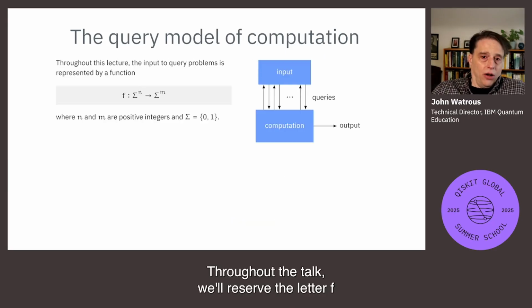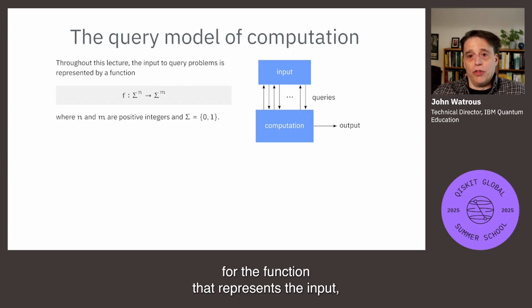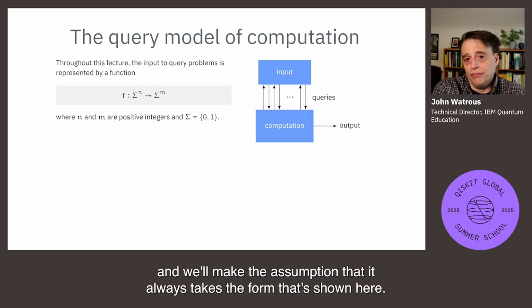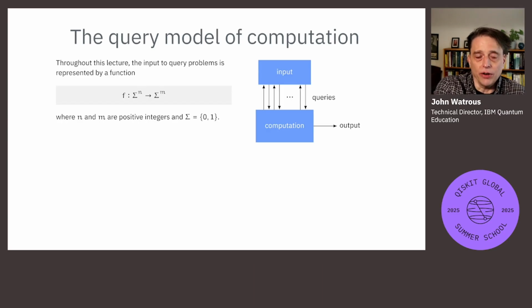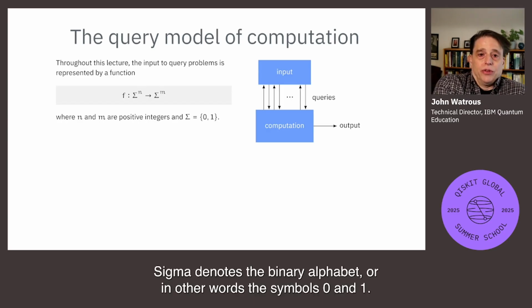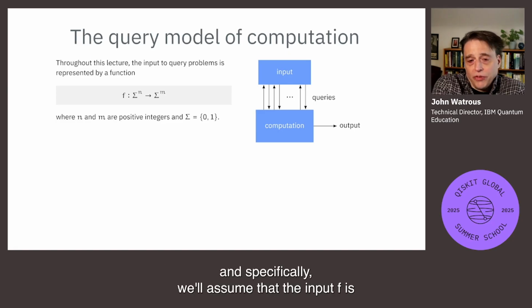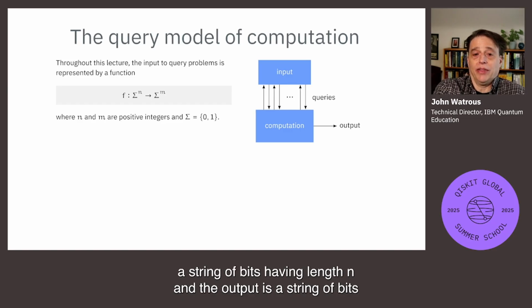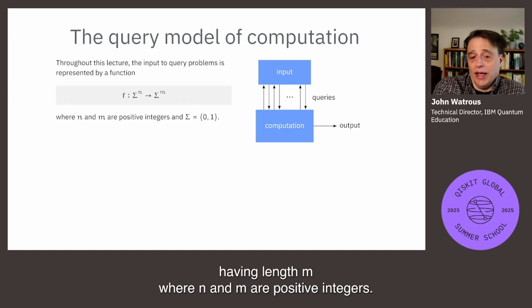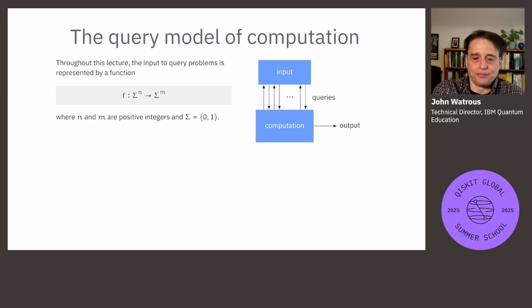Throughout the talk, we'll reserve the letter f for the function that represents the input, and we'll make the assumption that it always takes the form that's shown here. Sigma denotes the binary alphabet, or in other words, the symbols 0 and 1. So f is a function from strings of bits to strings of bits. And specifically, we'll assume that the input f is a string of bits having length n, and the output is a string of bits having length m, where n and m are positive integers.